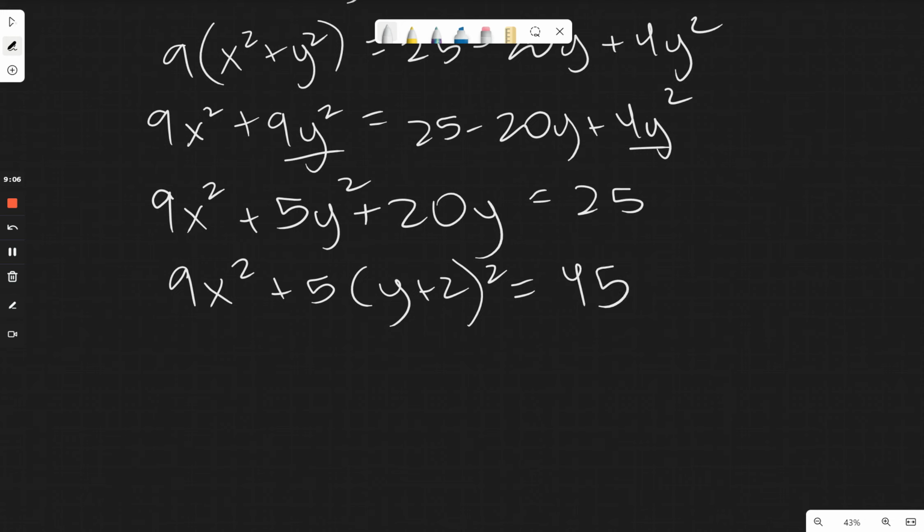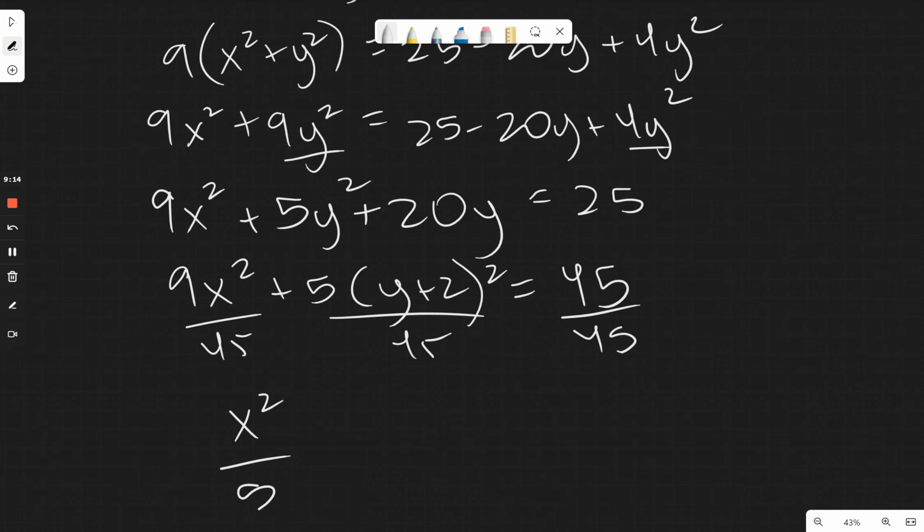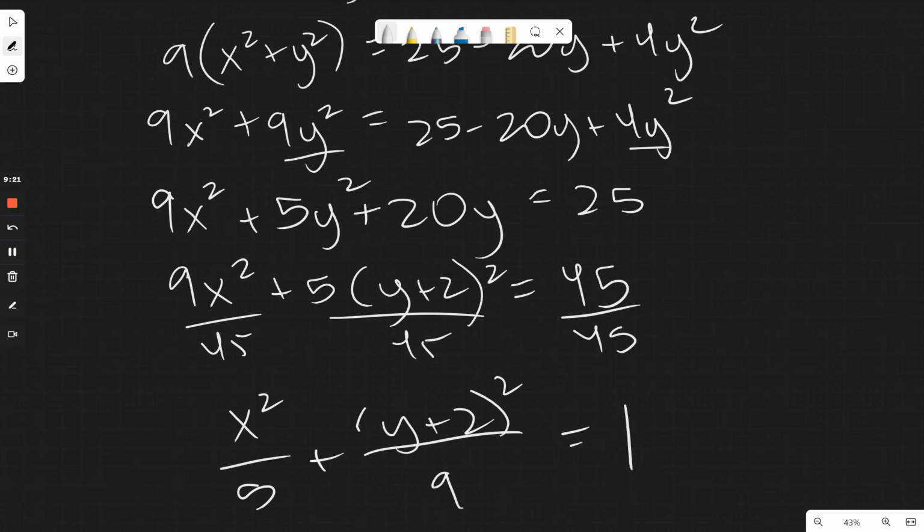And so we divide both sides by 45. So this becomes x squared over 5 plus y plus 2 squared over 9 equals 1. And that is how we determine that the equation that we just made was an ellipse, and a rather nice one as well. But yeah, that's how you convert between rectangular and polar. It's not hard, there's just a few things you should know, and then after that it's just substitution and algebra.